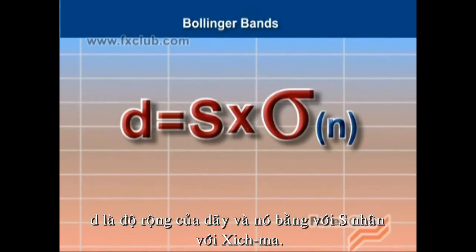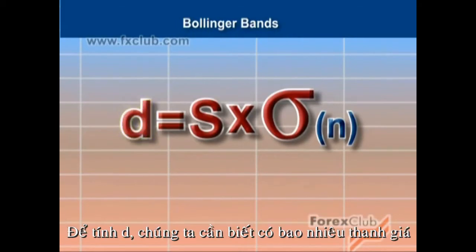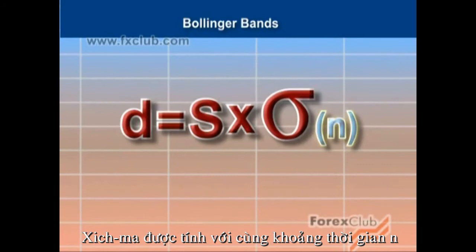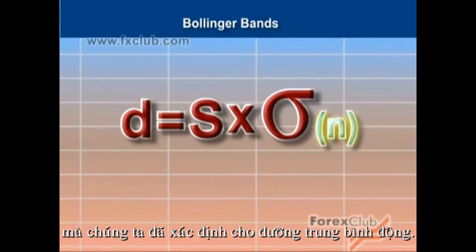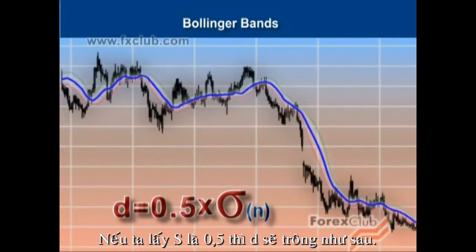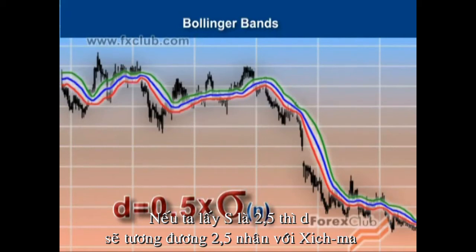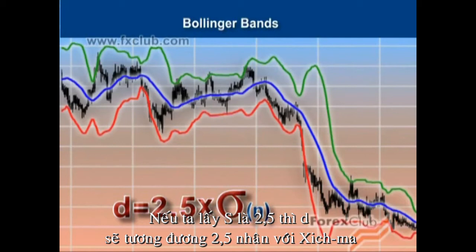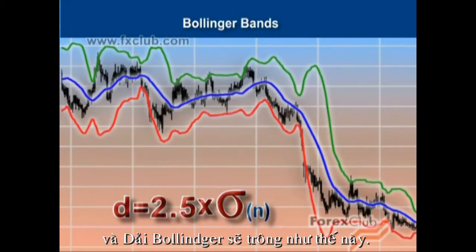D is the width of the range and is equal to S multiplied by sigma. To calculate D, we need to know how many bars our sigma is for and what value of S we've selected. Sigma is calculated for the same period n, which we set for the moving average. If we take S to equal 0.5, then D will look like this. And if we take S as 2.5, then D will equal 2.5 multiplied by sigma, and the Bollinger range will look like this.